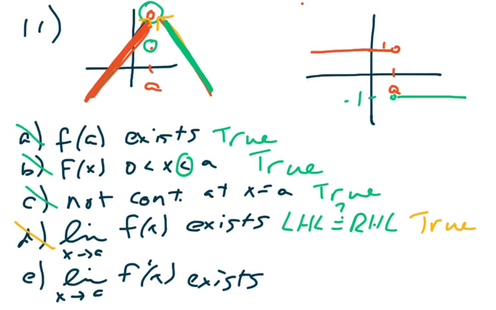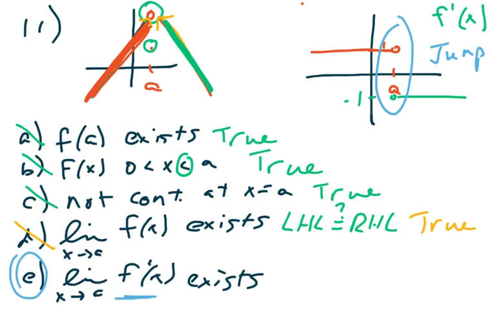So I just made a graph for f prime of x, and the question is asking, does the limit exist for f prime of x at A? Well, no, it doesn't, because we have this jump discontinuity in our f prime function. And anytime we have a jump discontinuity, the limit doesn't exist. So that explains why E is our correct answer for question number 11.